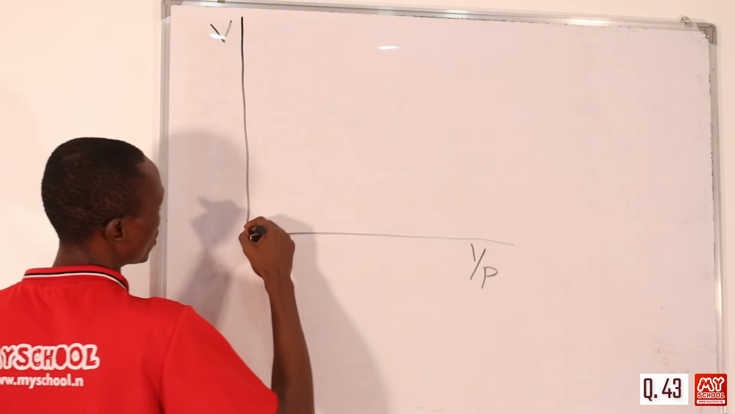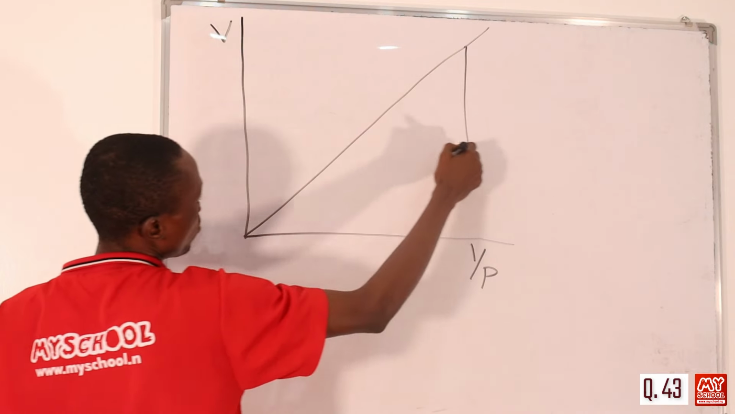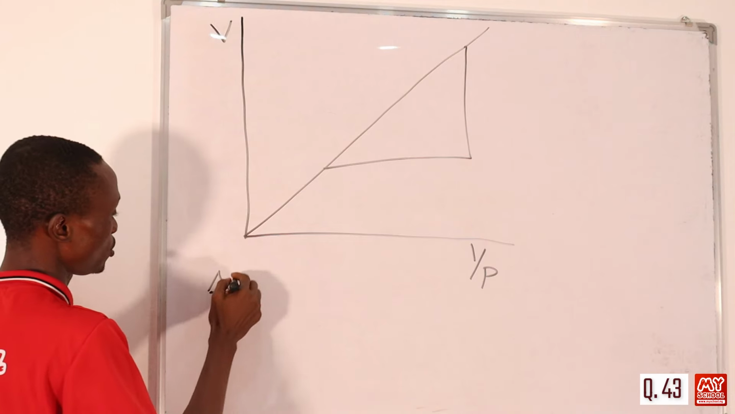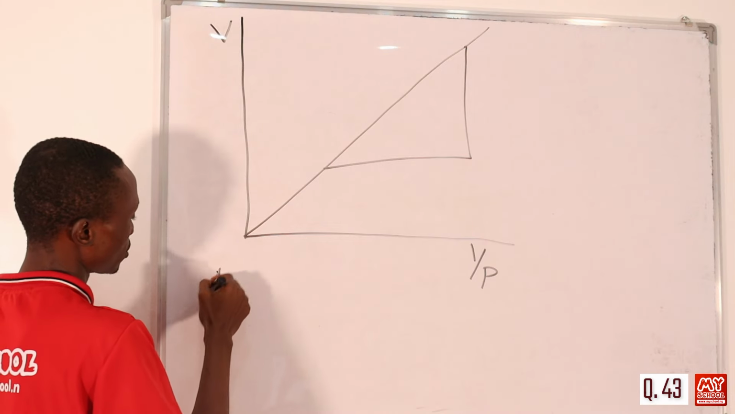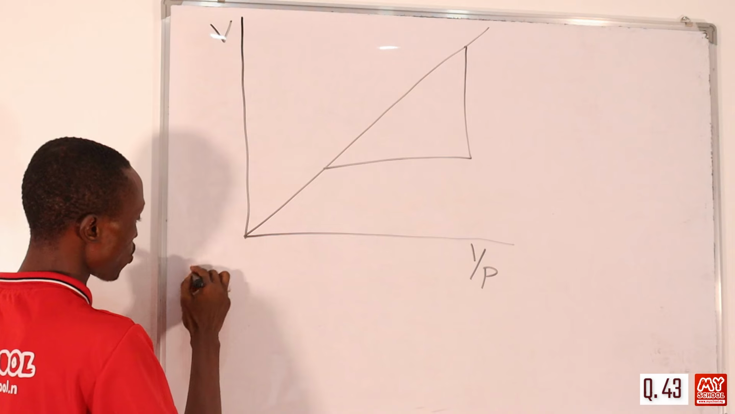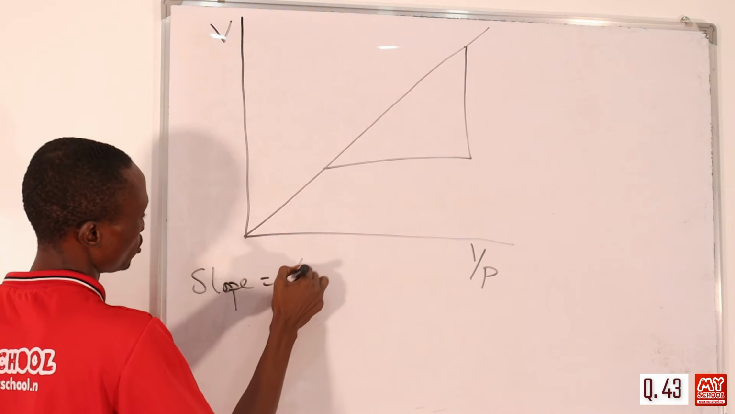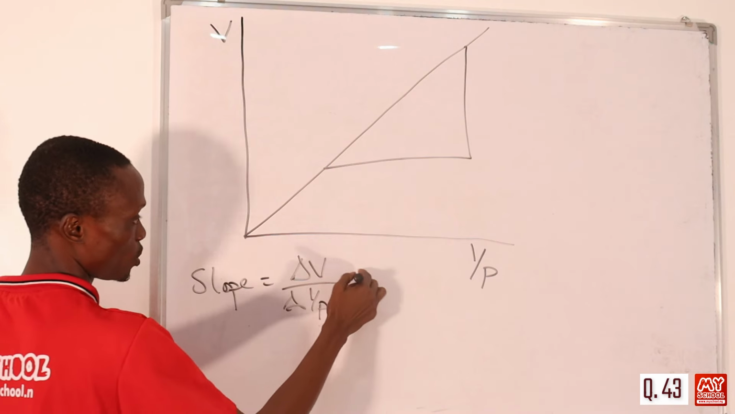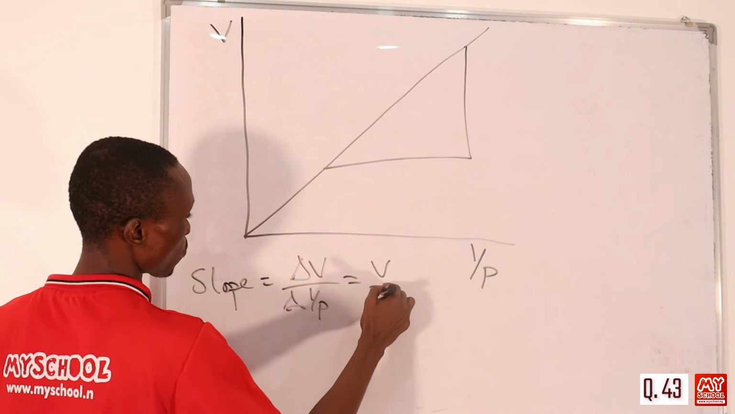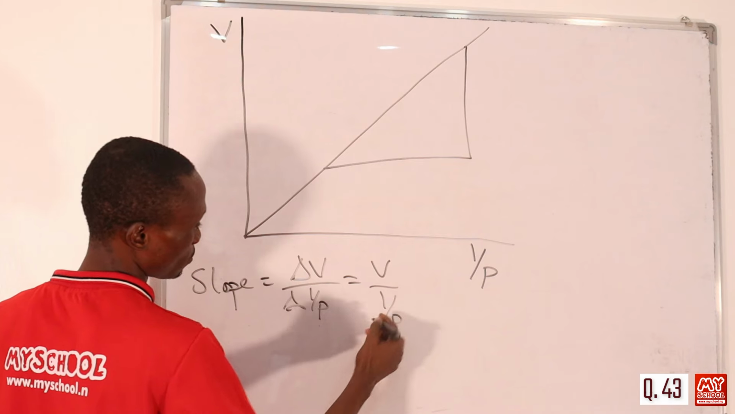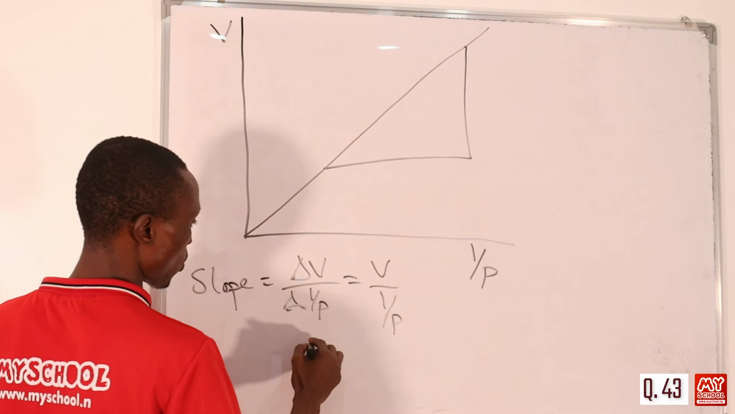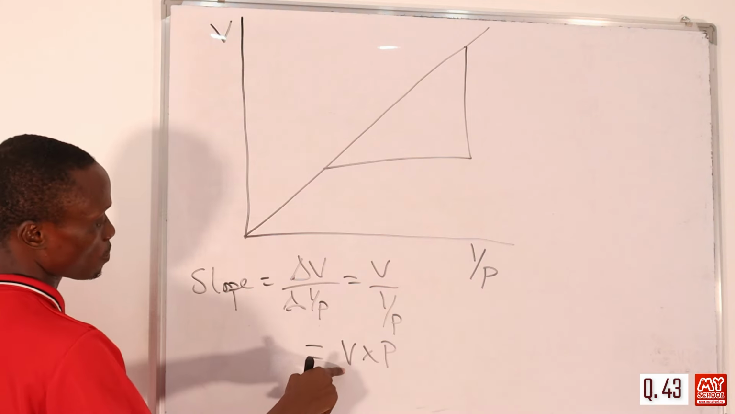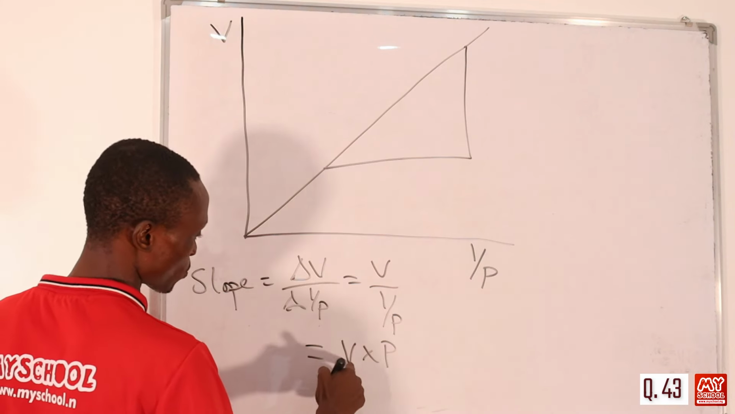In this case, we are looking for the slope of the graph. Remember that slope is change in volume all over change in the reciprocal of pressure, which is the same thing as V all over 1 over P. So this becomes V times P.